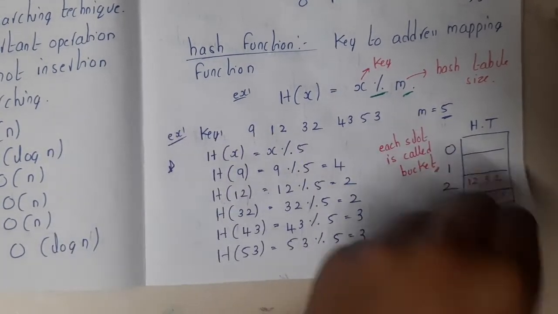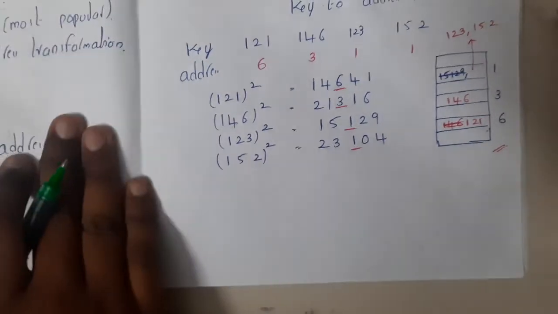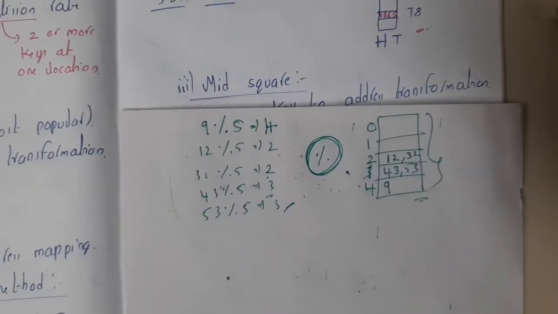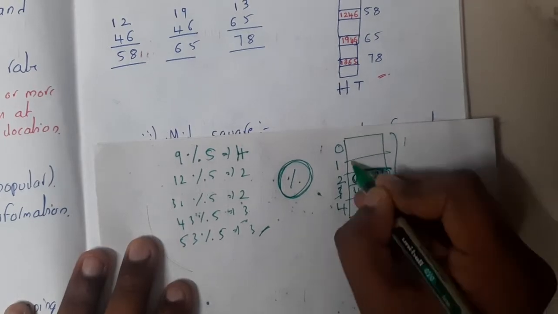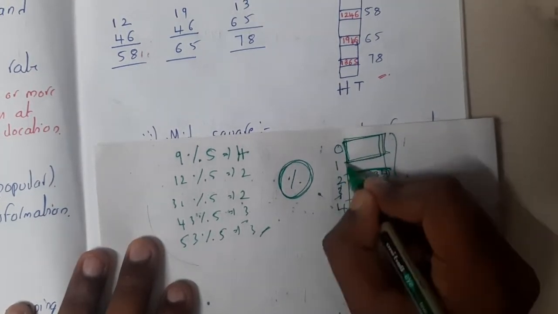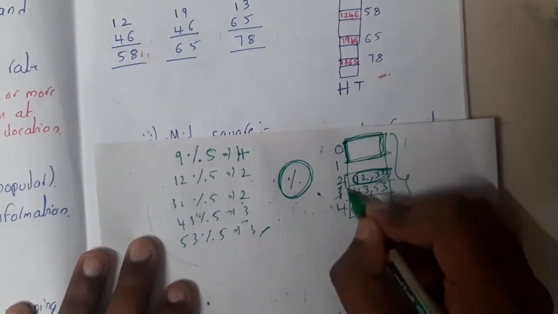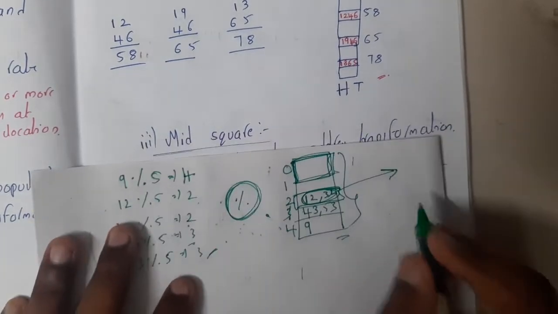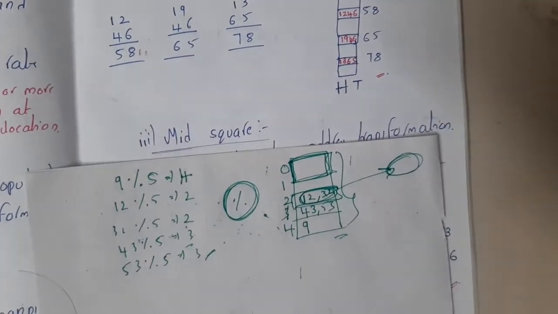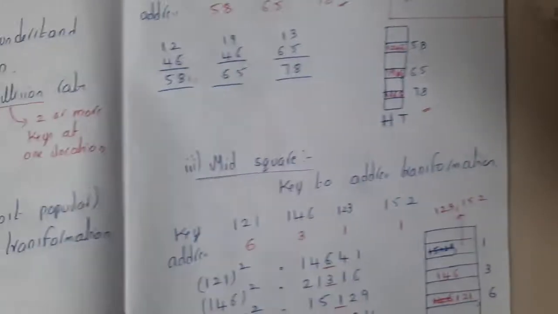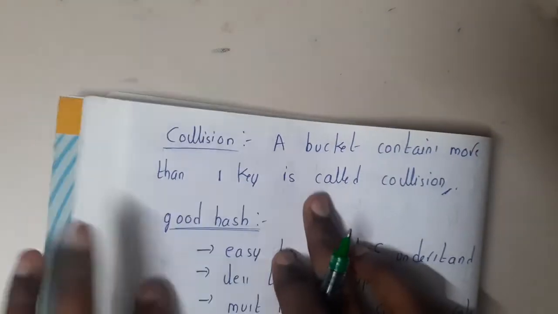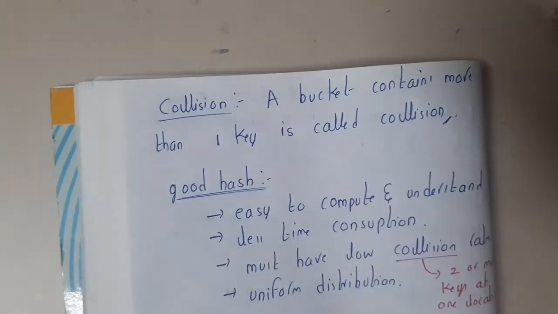So in total, if you observe here, at some positions we are having two keys. Each slot is called a bucket, guys. So if a bucket is having more than one key, it is called a collision. So basically you can say that a collision has occurred. A bucket containing more than one key is nothing but a collision.